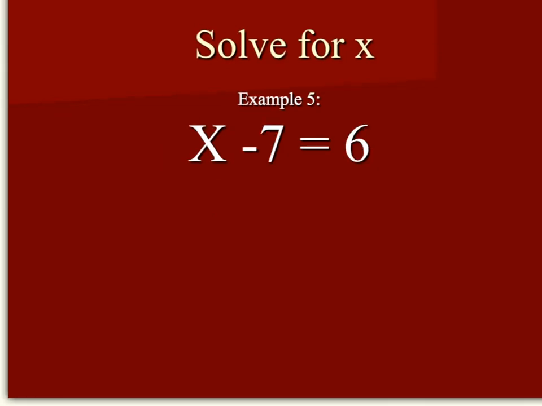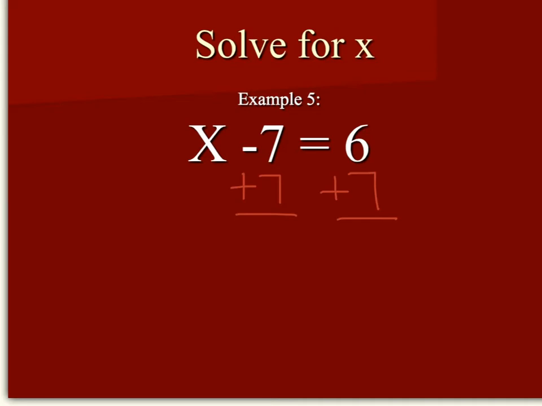In this next example, the only difference is that the opposite operation will be addition. If we look at the equation x minus 7 and we ask ourselves what is happening, currently they're being subtracted. So to get rid of the 7 and get the x all by itself, I use the opposite operation. I will add 7 to both sides. Whatever I do to one side of the equation, I want to do exactly the same thing to the other side. Remember, it's all about balance.